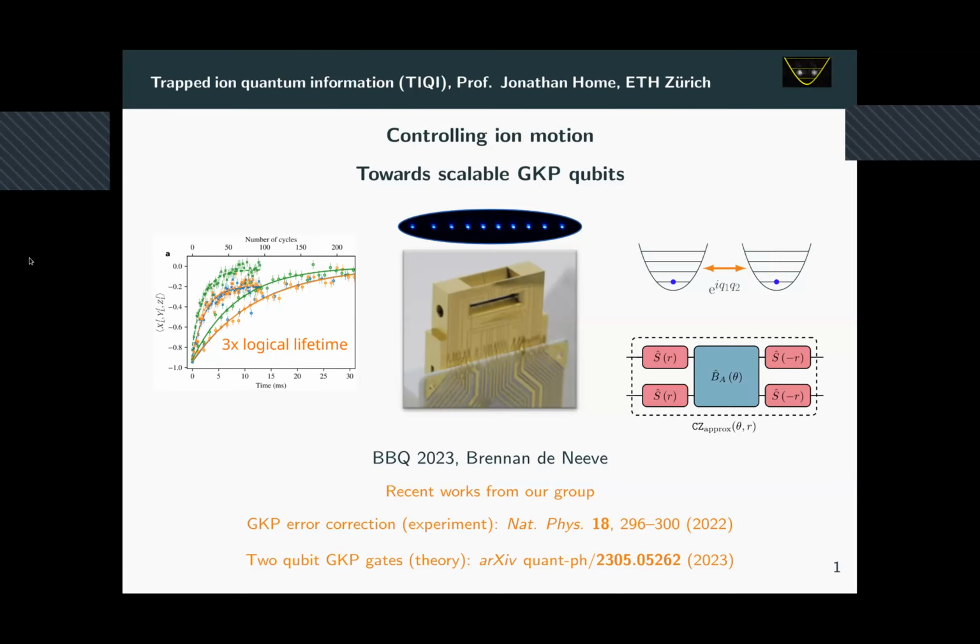So yeah, today I'd like to tell you about some work from our group at ETH Zurich, the group of Jonathan Home, on trapped ions. The first part of the talk will be about some earlier work, mainly the error correction that we did in the paper from 2022. And then the second part of the talk will be on some more recent work on GKP codes by some other people in my group, two of which are here today.